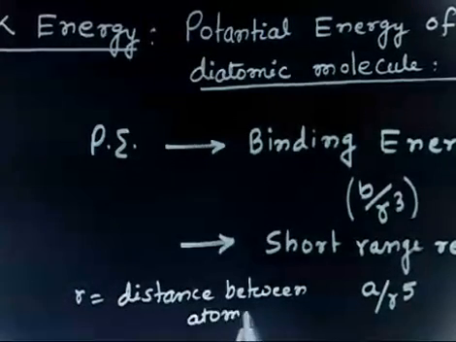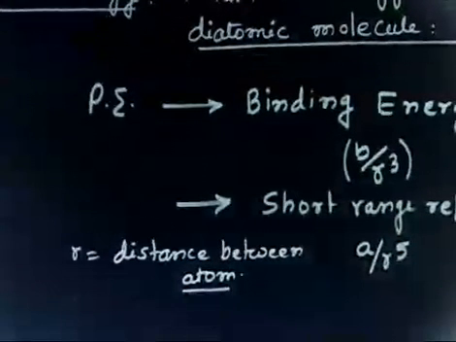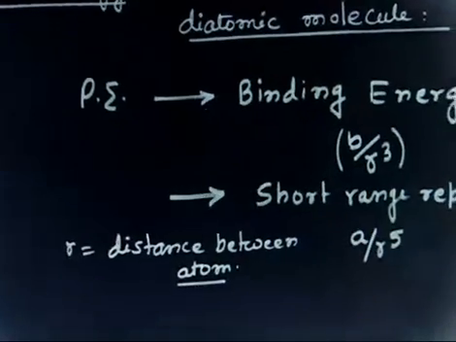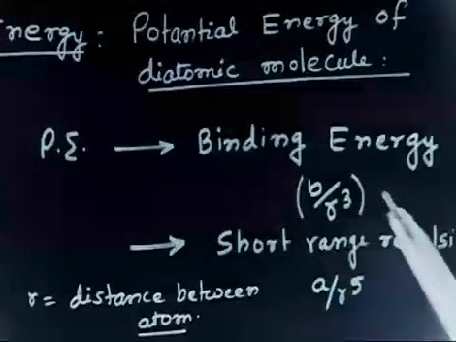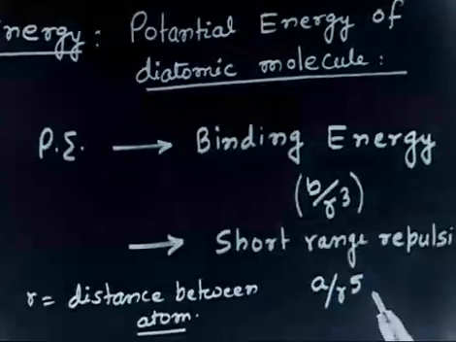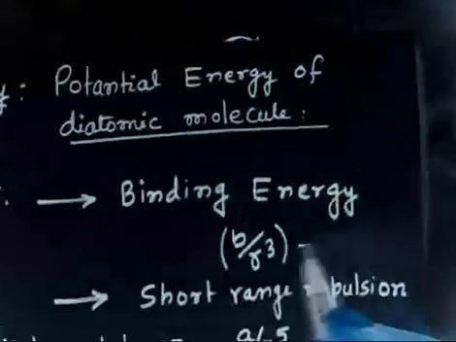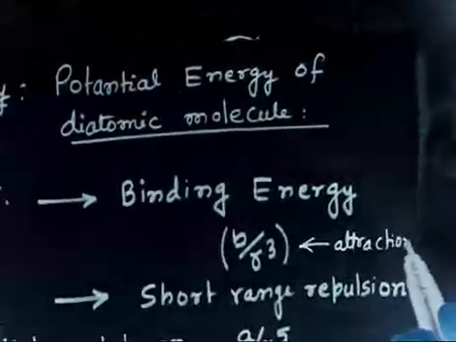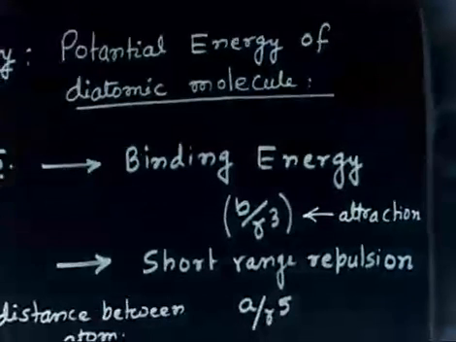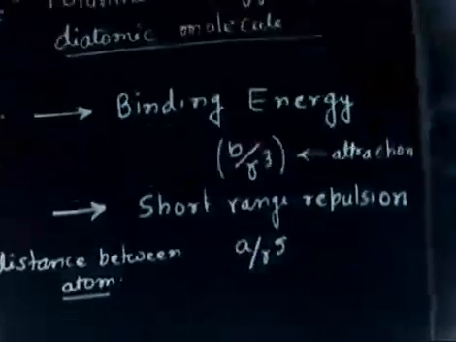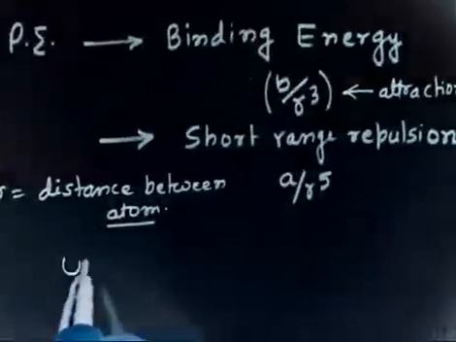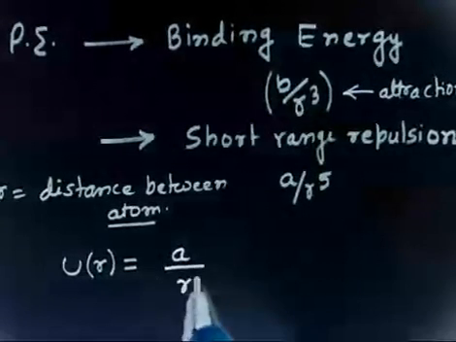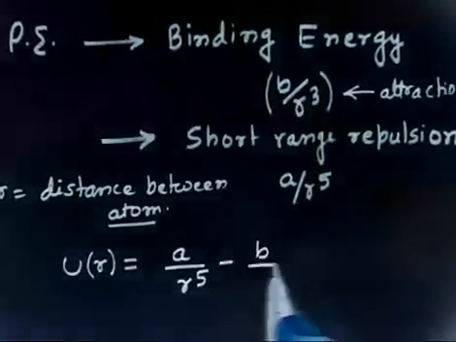So this is a diatomic molecule. R is the distance between atoms. Now let me write, so this is an attraction term and this is a repulsion term. So this energy is basically attraction, a loss of energy, release of energy. So this will be negative and this will be positive. So the question also gives you the energy U(R) is given by A by R to the power 5 minus B divided by R^q.